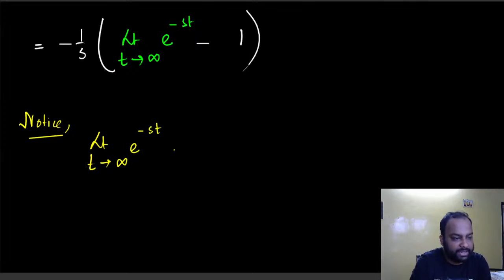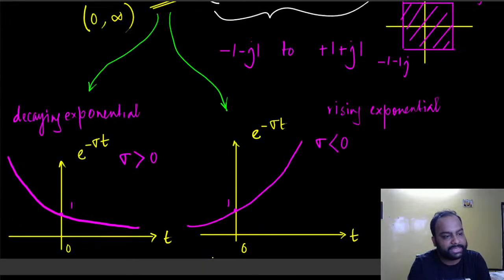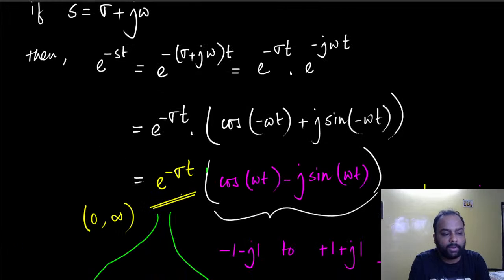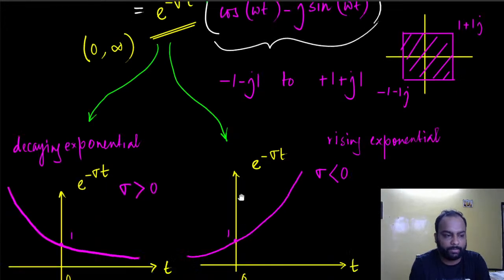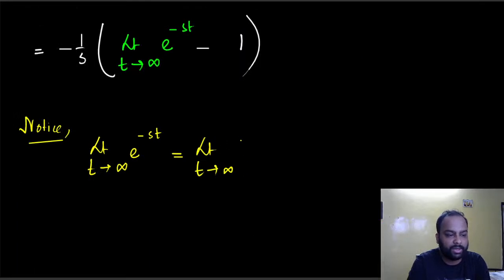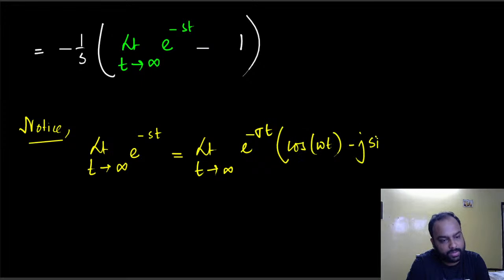And if I just expand this the way we just treated it earlier, what is e to the power minus st? We just did expand this moments ago. That's going to be e to the power minus sigma t multiplied by this whole thing. So that's going to be this one for which we are calculating the limit. This is going to be e to the power minus sigma t into cos omega t minus j sine omega t. All right.